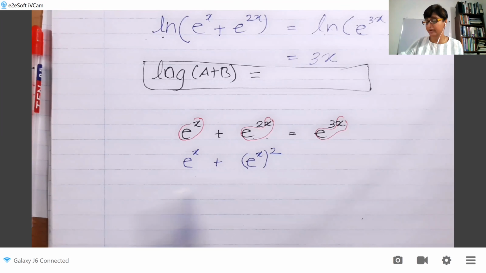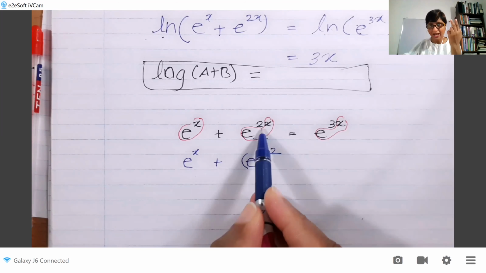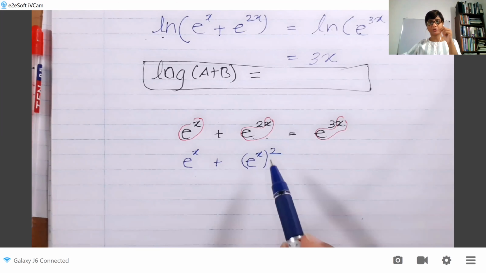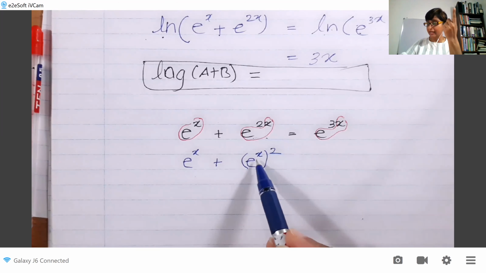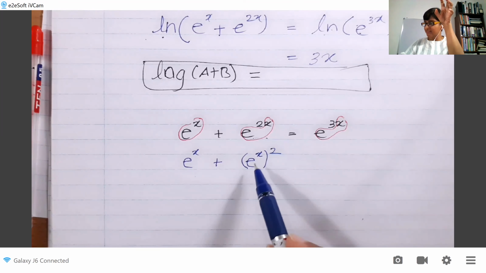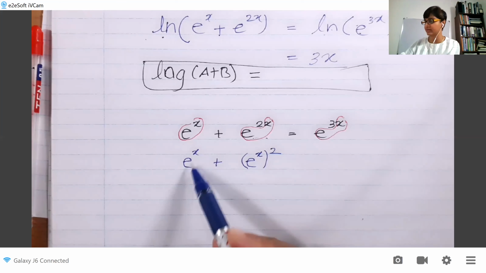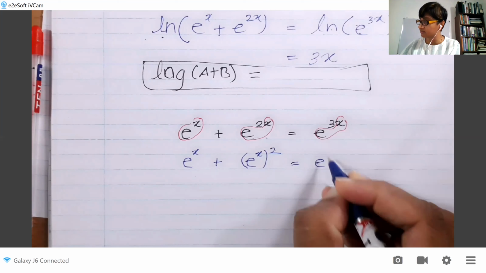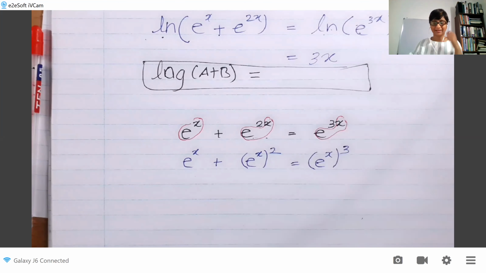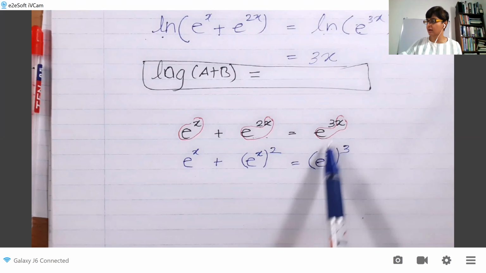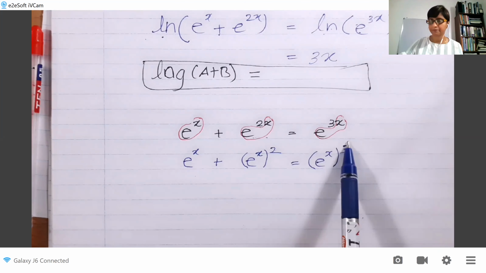So when you see a product in the power, this has to come to your mind that you can write it this way. And I purposely, with a certain aim, put e to the power of x first and then to the power of 2, because I get everything in terms of e to the power of x. And this is actually e to the power of x cubed. Is that clear? What I just did there? 3x means 3 times x. It has come from a power of a power.